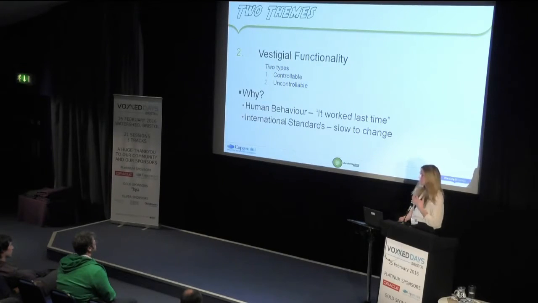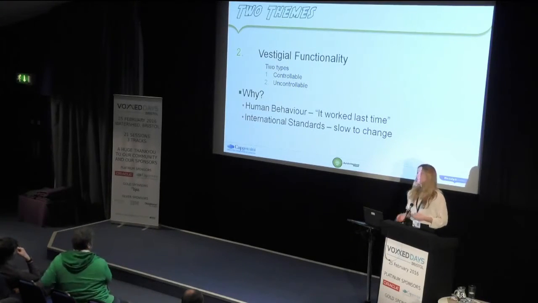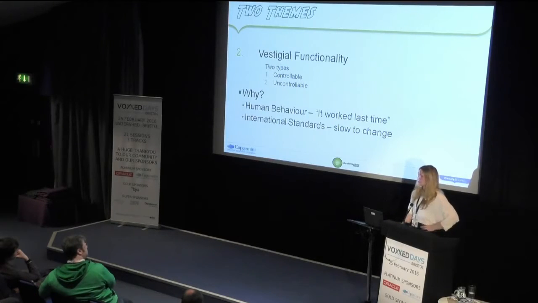I've put here the two types as controllable and uncontrollable, because things like the singleton, you can decide whether or not to use it. But things like whether or not a browser implements CORS, implements the same origin policy, we can't really control that as easily. And why have we ended up with this functionality? Sometimes it's our own fault. We just do things because we did them before. That's how humans work. And sometimes it's because we're working with something that's too big for one group to change it straight away.